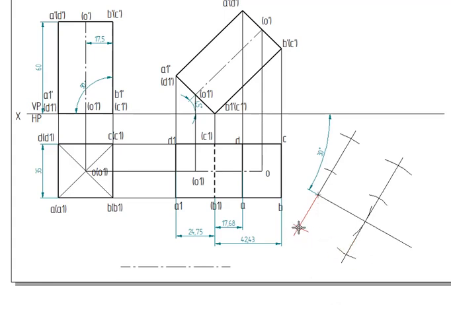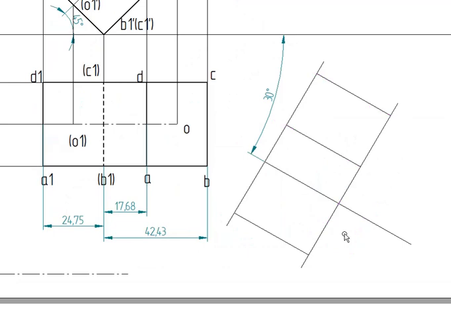Similarly, I'll just join it from this point to this point, this point to this point. You can just rub all the construction lines. Don't retain any construction lines. So I'll rub all these excess lines.